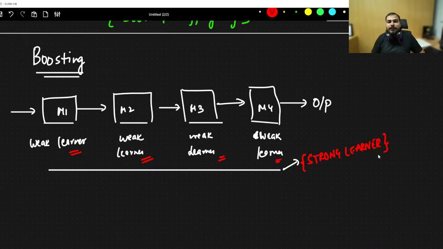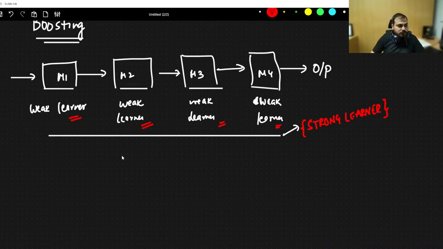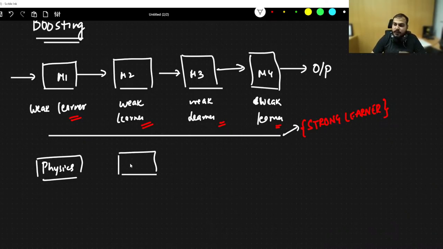Okay, one example I want to give you: let's say that you are a data scientist, right? Let's say that this model one may be a teacher with respect to physics. Okay, then this model two may be a teacher with respect to chemistry.